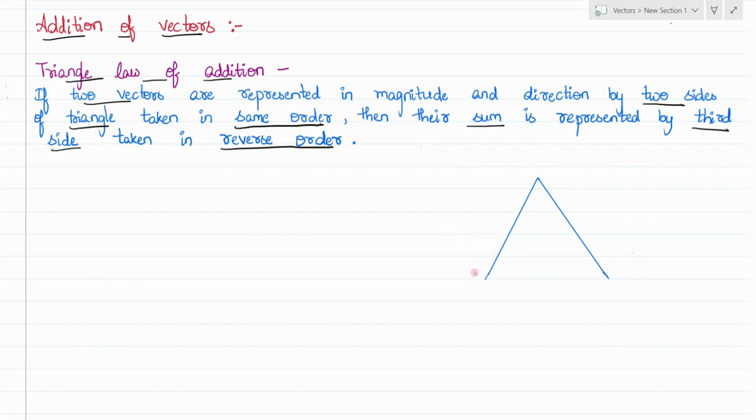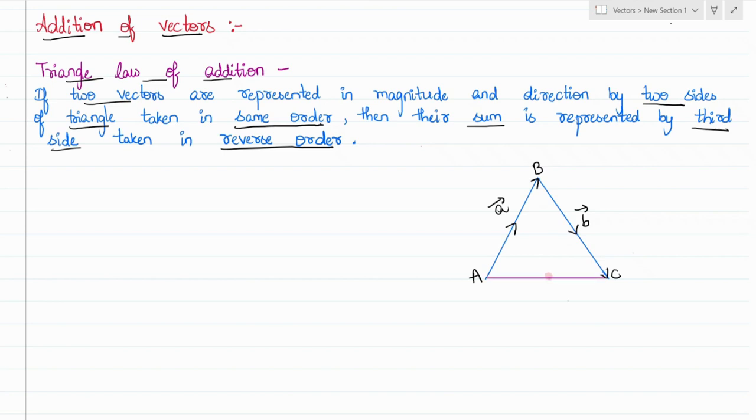For example, if we have two vectors, let's say in this direction A is a vector and in this direction B is a vector. So here these two vectors A and B are represented in magnitude and direction by the two sides of a triangle. Let us assume these are the two sides of the triangle and that they are in the same order, like AB and BC are in clockwise direction.